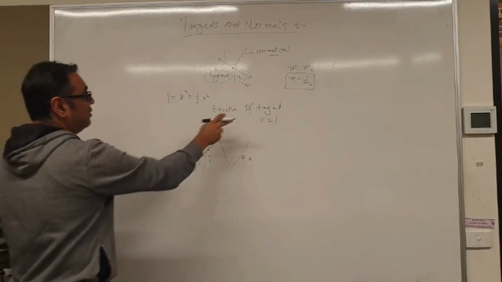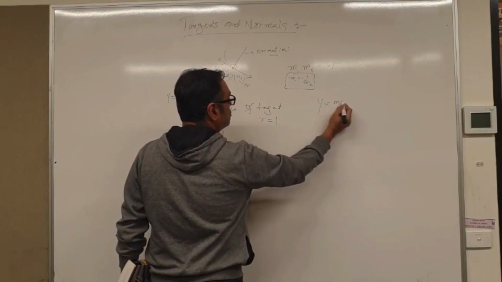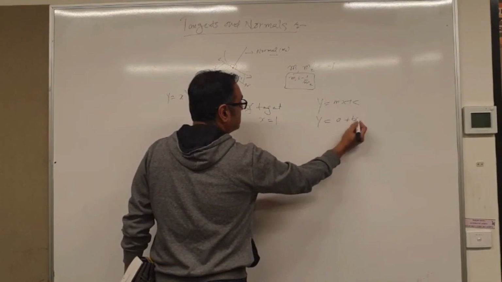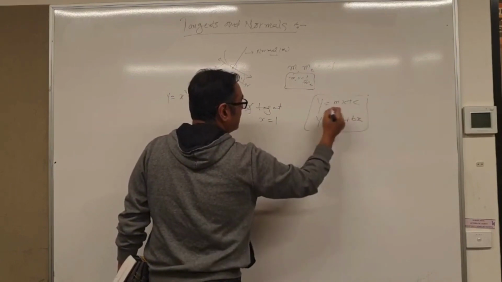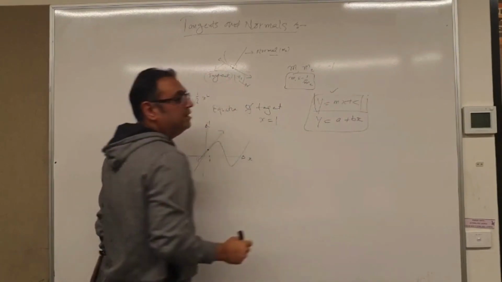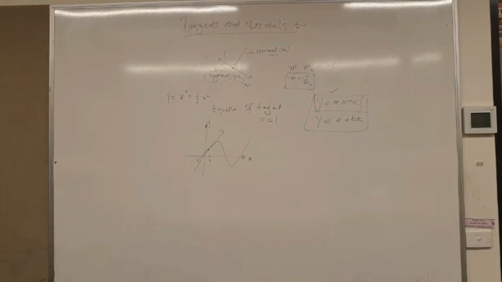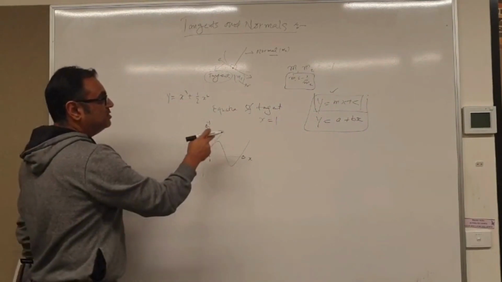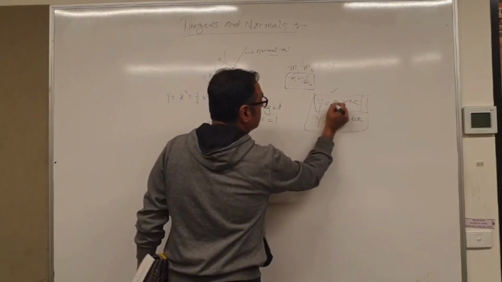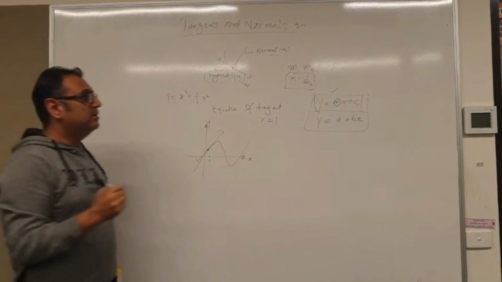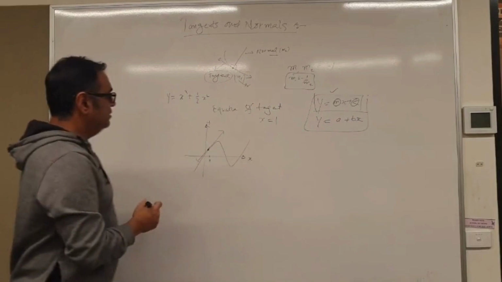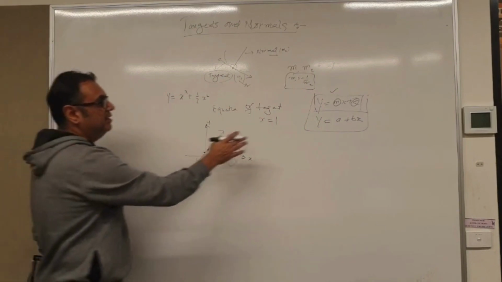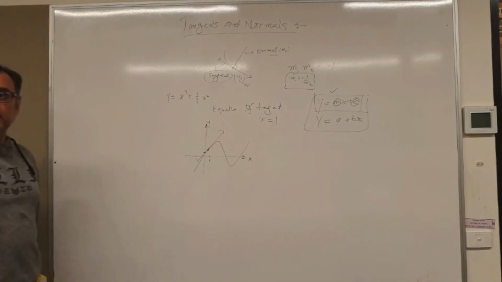So the equation of the tangent will always be in the form y equals mx plus c, or y equals a plus bx, whatever you're familiar with. 99.99% of people are familiar with y equals mx plus c. Now how do I find the equation of this tangent? First of all, I need to know the slope. If I know the slope, and if I know the y-intercept, which is this point, then I can plug all of that in and find the equation of the tangent.